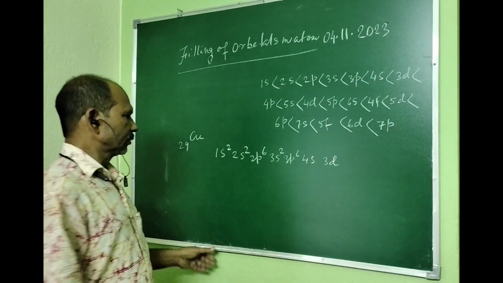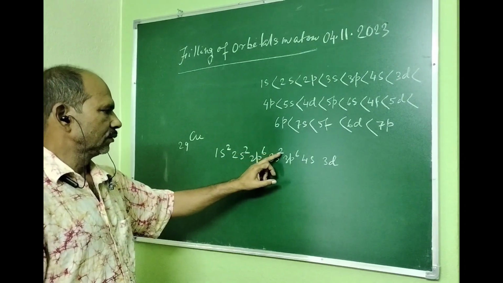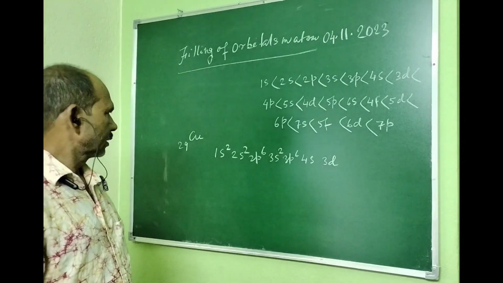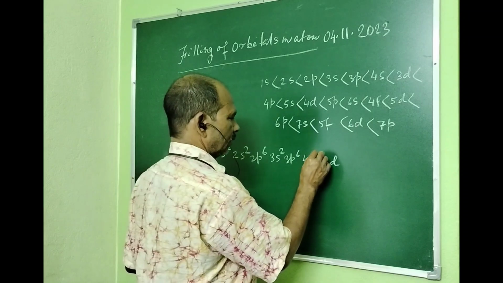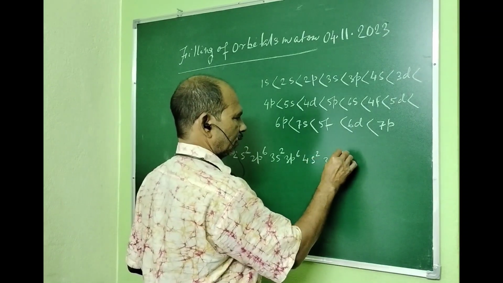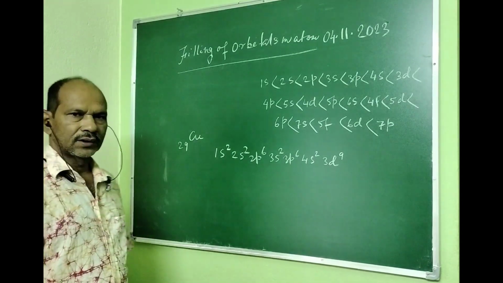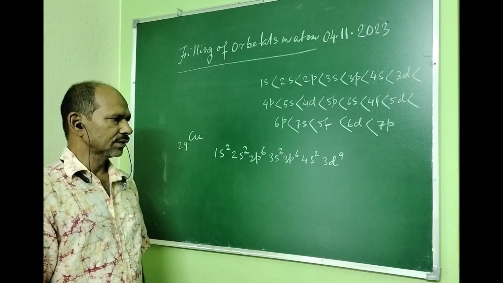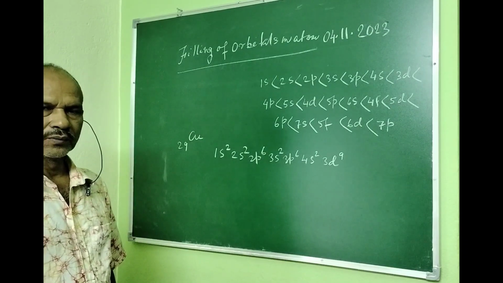We count the electrons: 2 plus 2, 4, 6, 10, 12, 18. The rest need 11 electrons. You have to put the electrons here 2 and here 9. So the electronic configuration of copper is 1s2, 2s2, 2p6, 3s2, 3p6, 4s2, 3d9, right? Not 3d10, 4s1. Okay.